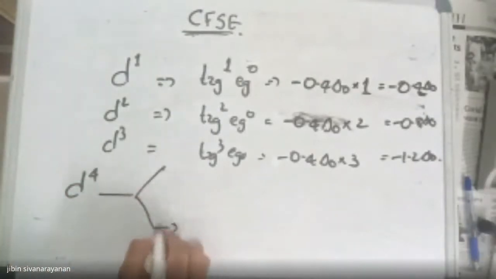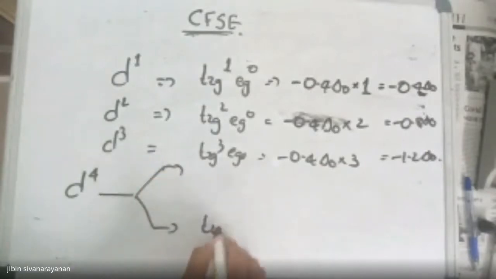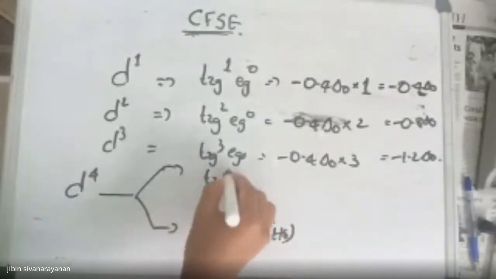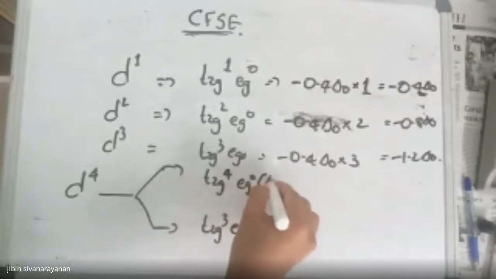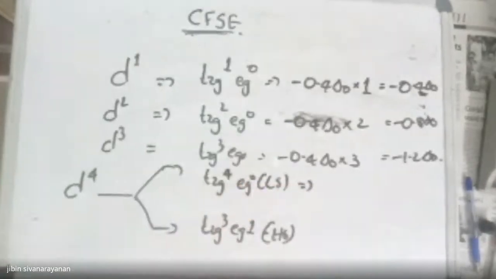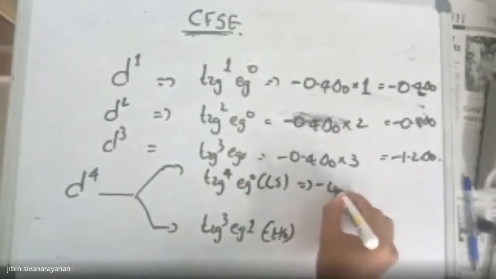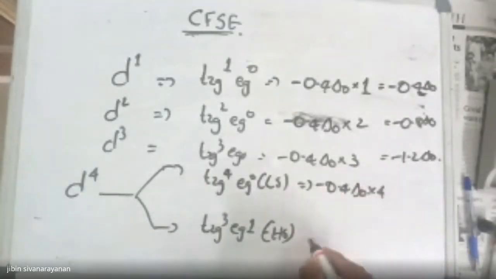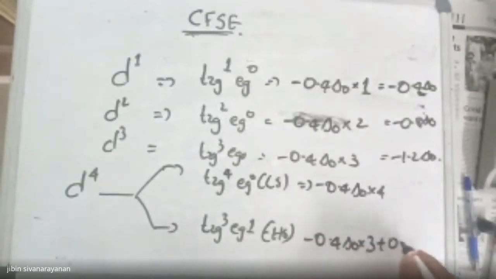When we go to the d4 system, there are two possibilities. t2g3 eg1 is the high spin possibility. t2g4 eg0 is the low spin possibility. So for low spin it is again minus 0.4 delta O into 4. For high spin it is minus 0.4 delta O into 3 plus 0.6 delta O into 1.